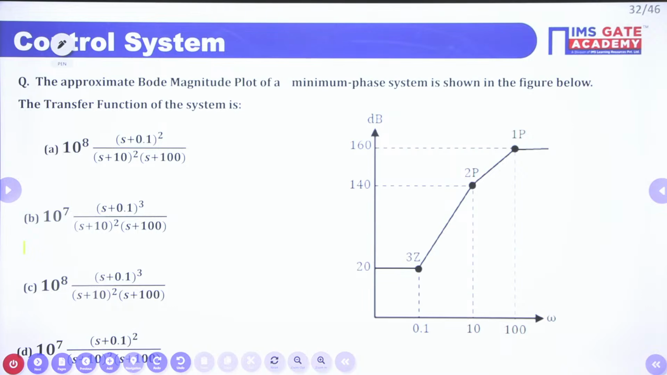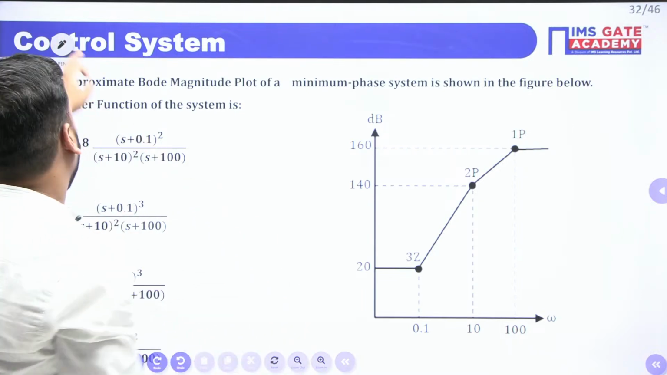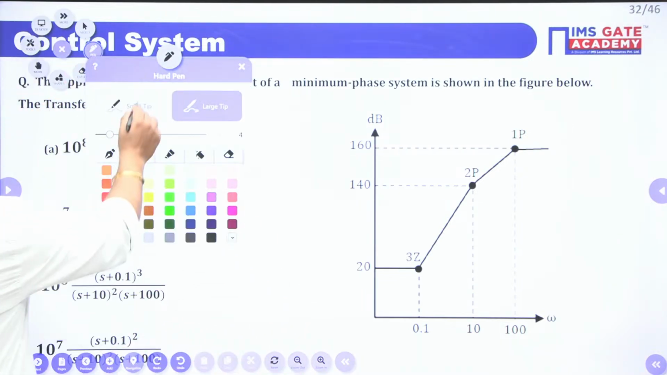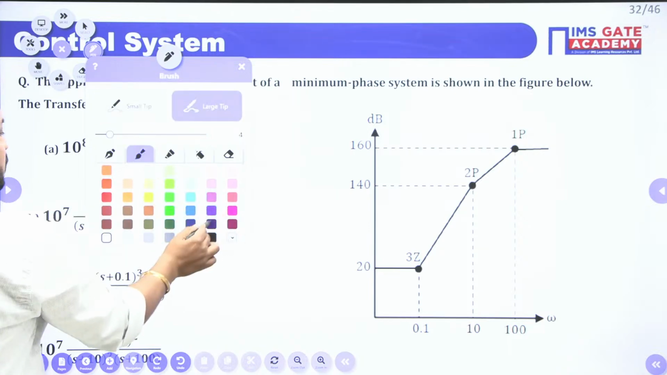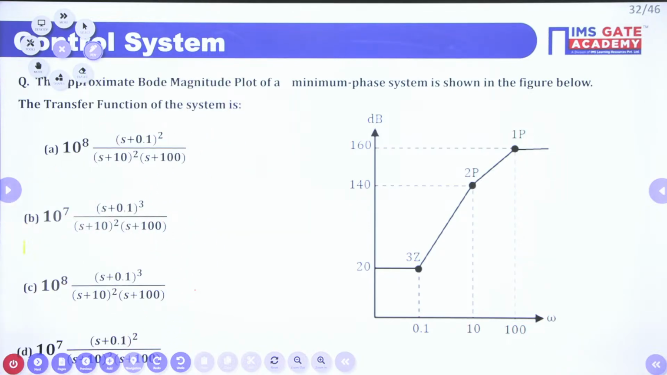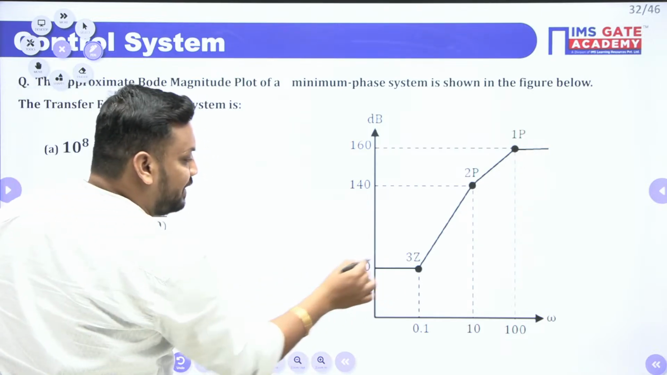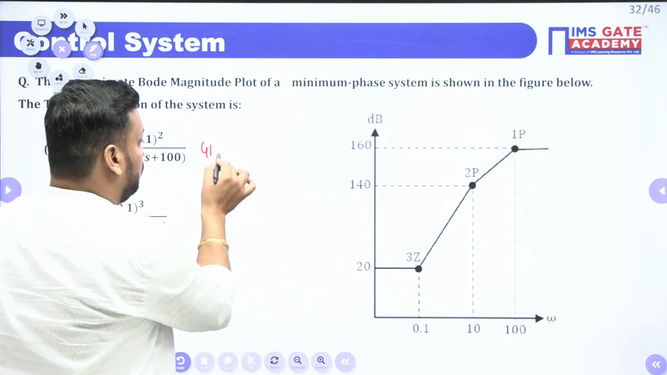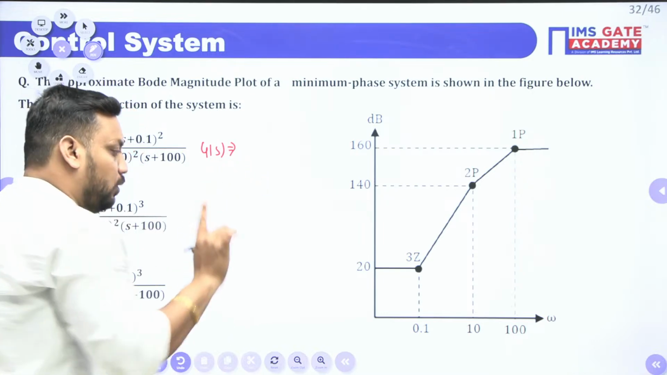This is a Bode plot question, guys. We did the same kind of question earlier, about 10 minutes ago. So the first observation is the initial slope. The initial slope is 0. It means no poles and no zeros at the origin.